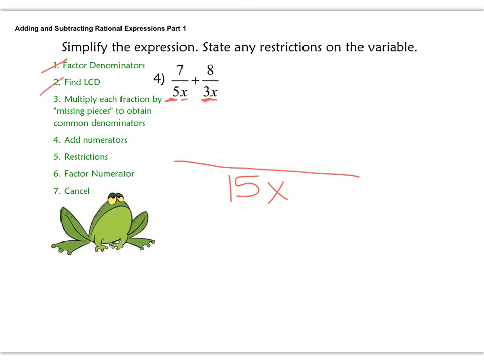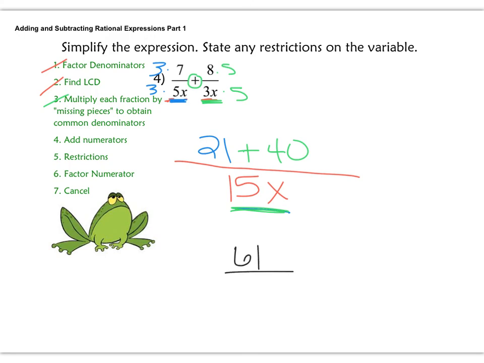So multiply by what they're missing. How do you multiply 5x to turn it into 15x? Well, you just multiply it by 3. So multiply the top by 3 gives me 21. 3x times what is 15x? Well, times 5. So multiply the top times 5. And that gives me, notice there's a plus sign in between, so 8 times 5 is 40. So that's step 3. Step 4, add your numerator. Well, that gives me 61 over 15x.